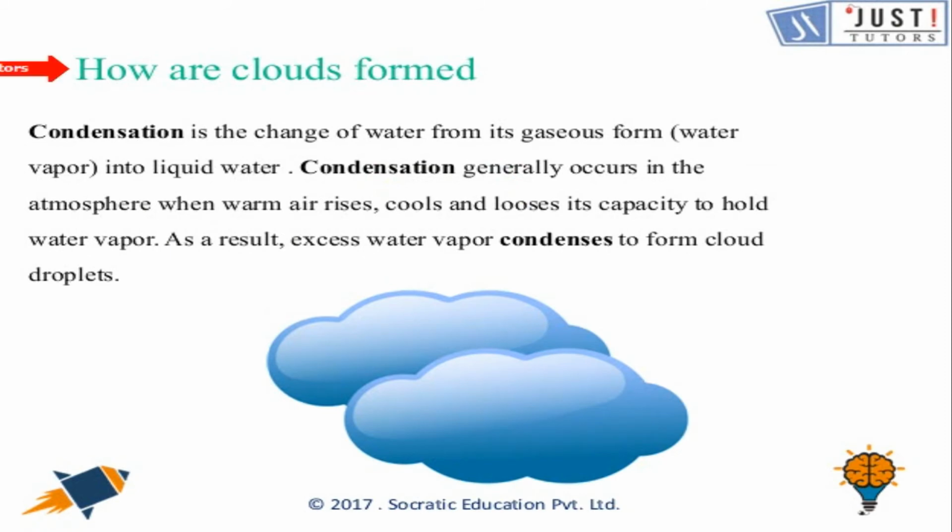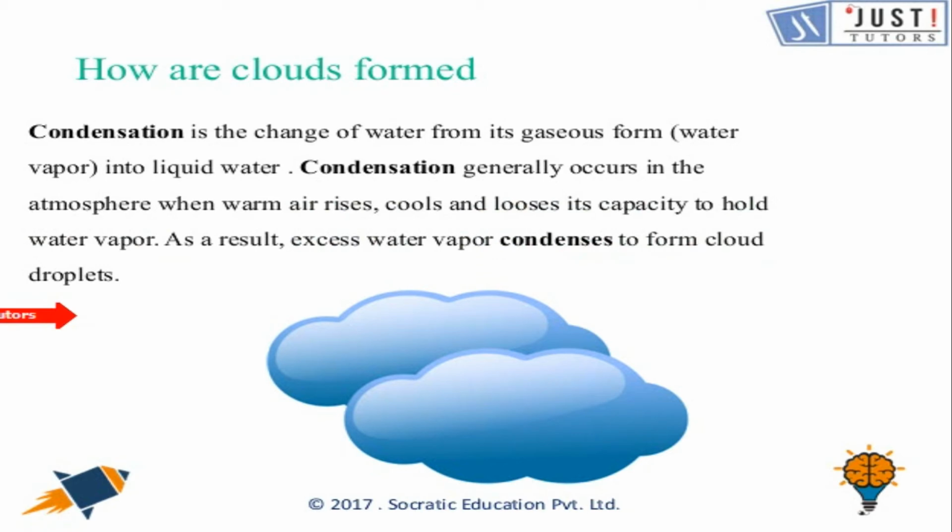Now let's come here. This topic is how clouds are formed. I've already told you that condensation is the process of forming clouds. Condensation is the change of water from its gaseous form, water vapor, into liquid water. Condensation generally occurs in the atmosphere when warm air rises, cools, and loses its capacity to hold water vapor. As a result, excess water vapor condenses to form cloud droplets.